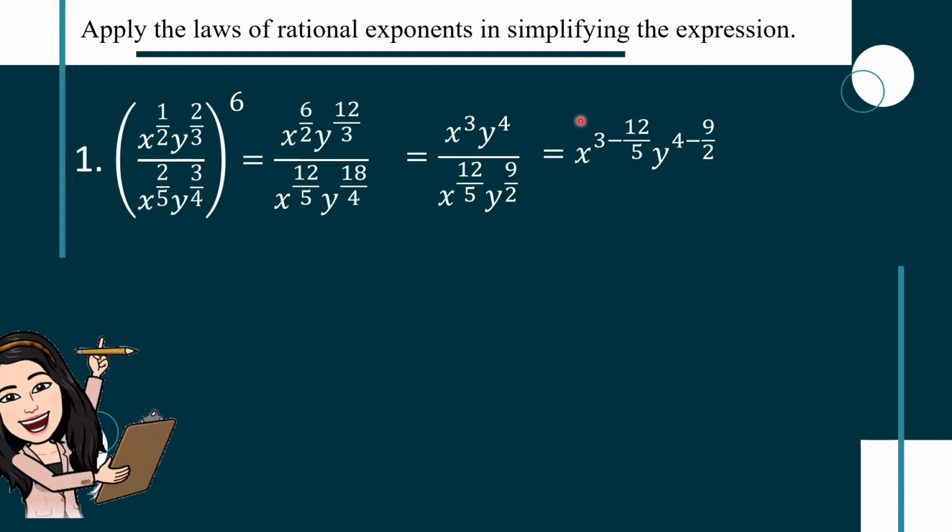Okay, hopefully. Let me repeat: we applied the quotient rule because our bases are the same. x with x, so we just subtract their exponents. y with y. Then after this, we simplify. The 3 minus 12 over 5: what is this 3? This is a whole number. This is a fraction. If we make the whole number 3 a fraction, it will be equal to 3 over 1. So we will have 3 over 1 minus 12 over 5.